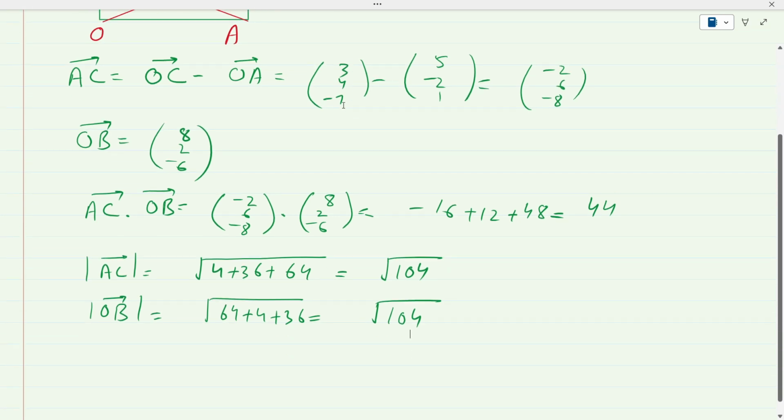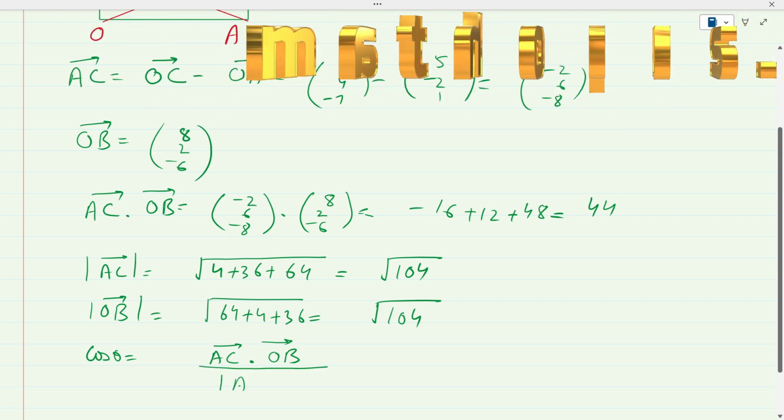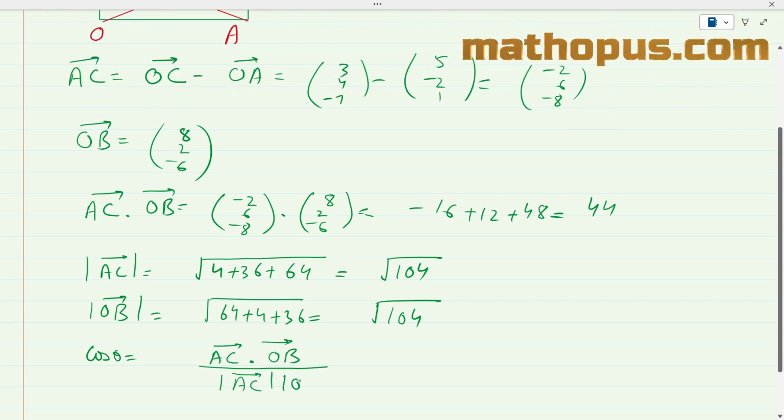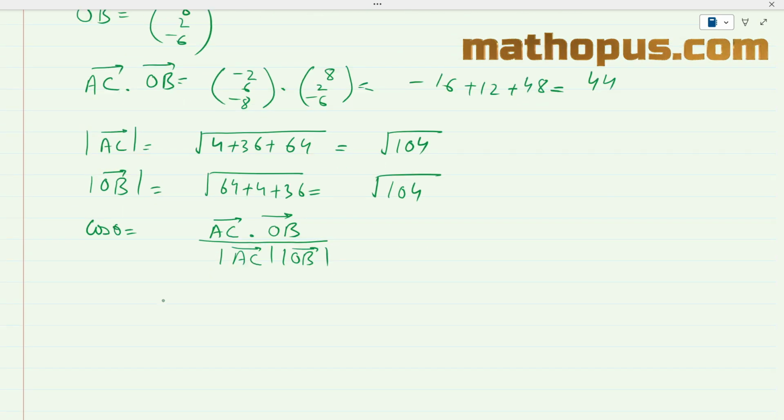Anyways, let's find the angle. The angle between these two diagonals would be cos theta equals AC dot OB over the product of the magnitudes of the diagonals. So let's substitute the values. AC dot OB is 44, and the magnitudes are 104 and 104. Taking the cos inverse, we have 65 degrees. So this is the angle between the two diagonals.